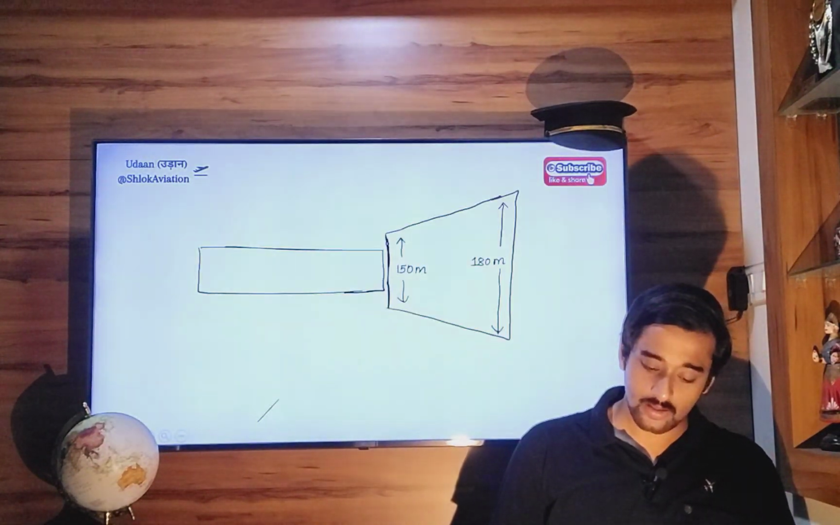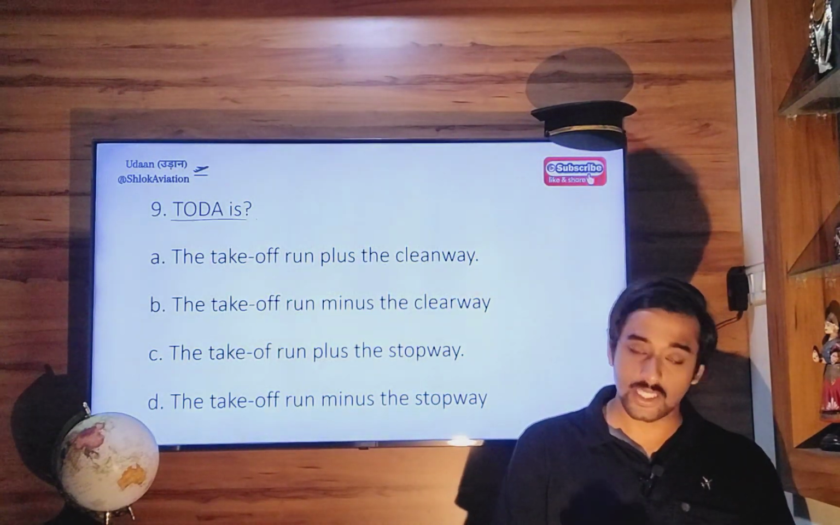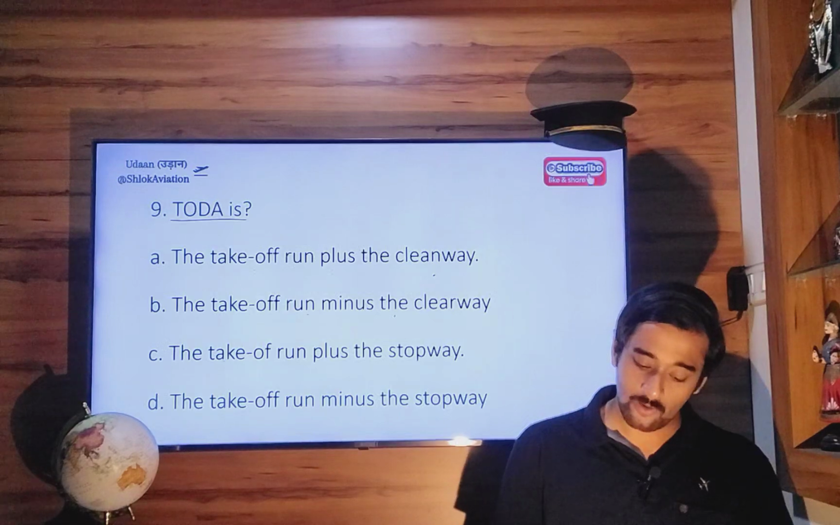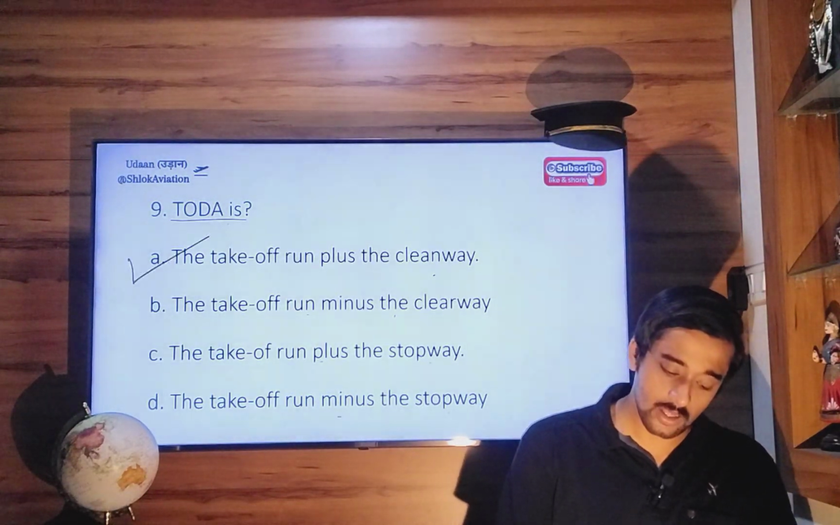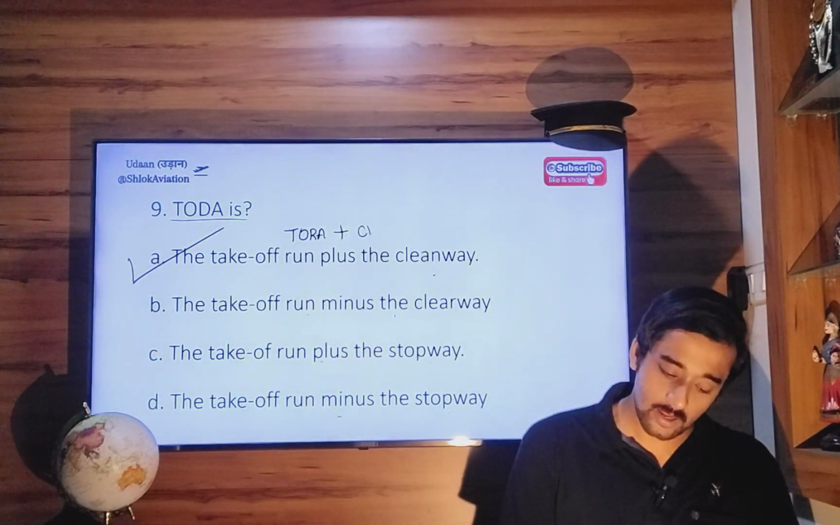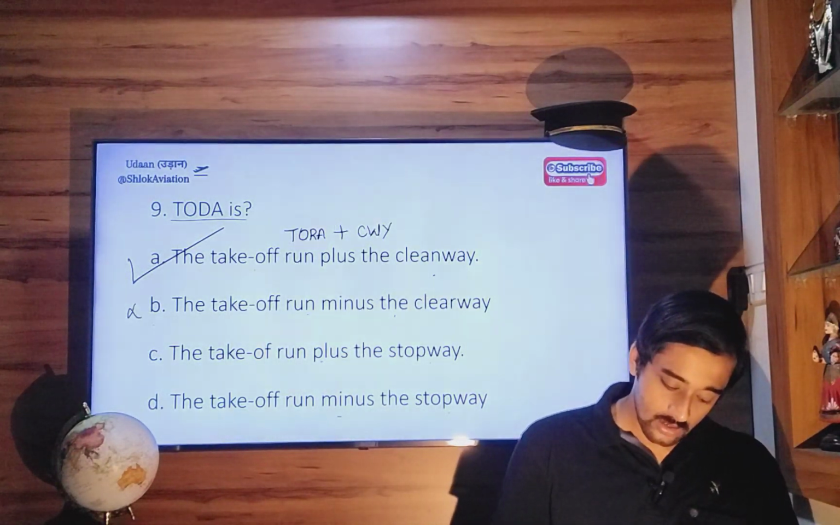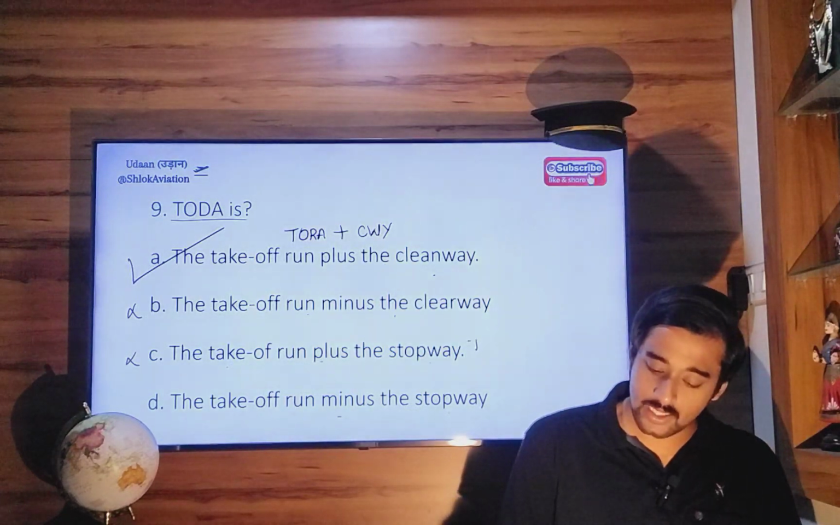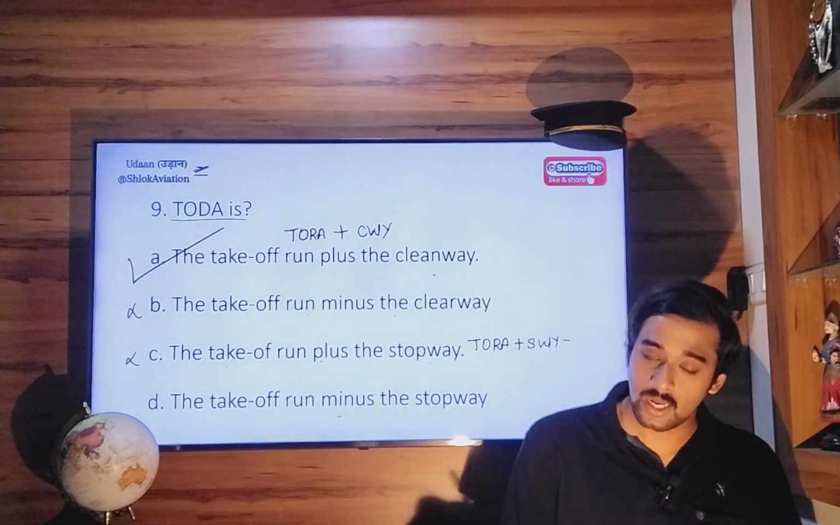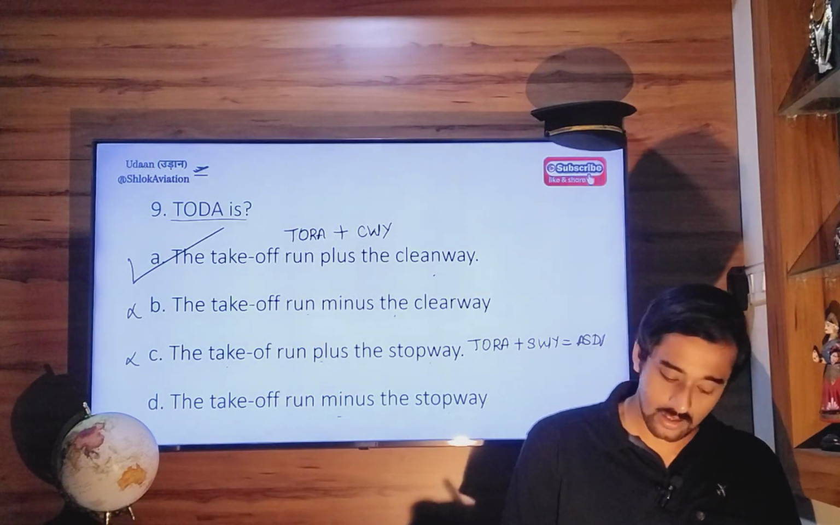Question number 9. TODA, takeoff distance available, is takeoff run plus clearway, takeoff run minus clearway, takeoff run plus stopway, or takeoff run minus stopway? So it's takeoff run available plus the clearway. Takeoff run plus stopway, that is TORA plus stopway, equals the accelerate-stop distance available.